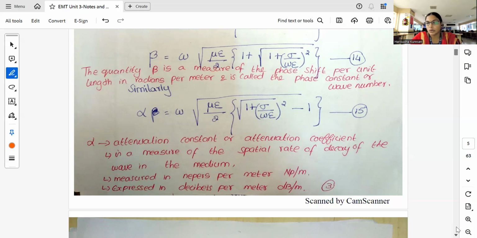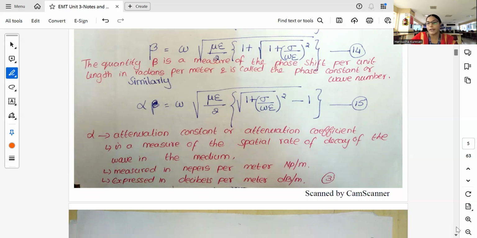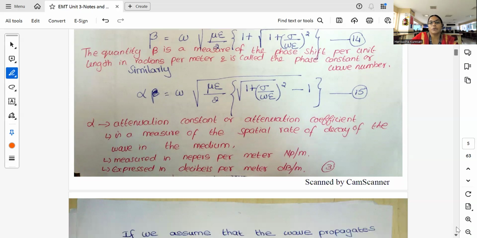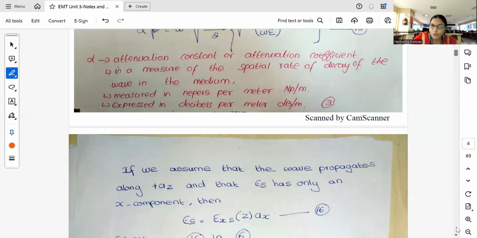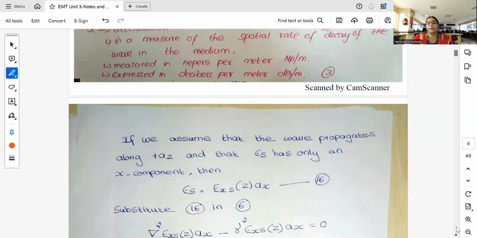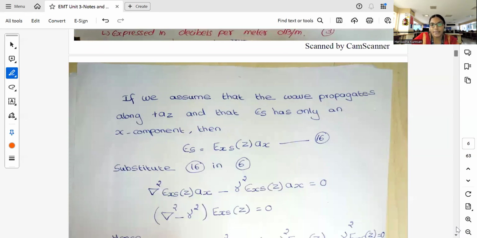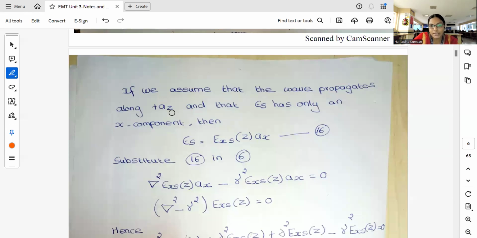And what is attenuation constant? It is the measure of the spatial rate of decay of the wave in the medium. And alpha is measured in nepers per meter, or else you can also measure in terms of decibel per meter. Suppose you assume that the wave propagates along the positive z-axis, so that the unit vector is plus az, then your electric field intensity E has only the x component.